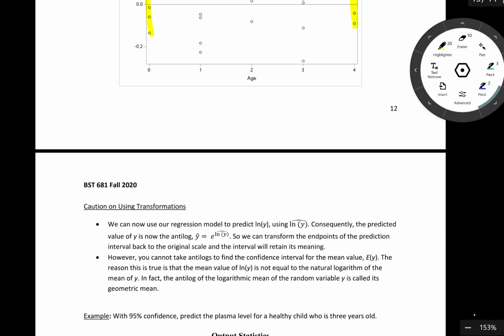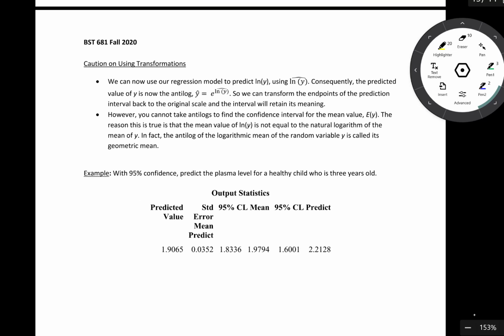Now we do need to be careful when we transform our data. So we can now use our regression model to predict the natural log of y. So that second confidence interval, or that second set of output, is predicting the natural log of y, not predicting y. So we have to be very careful here. So consequently, the predicted value of y is the anti-log of y hat. So we can transform the endpoints of the prediction interval back to the original scale, and the interval will still retain its meaning. But you cannot take the anti-logs to find the confidence interval for the mean value. So this is one of the tricky things with transformations.